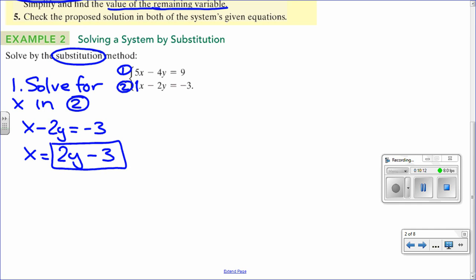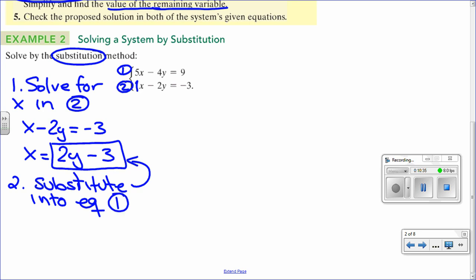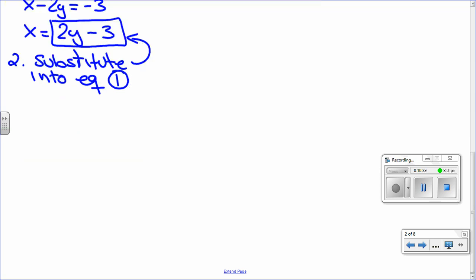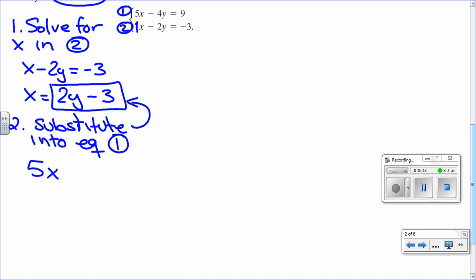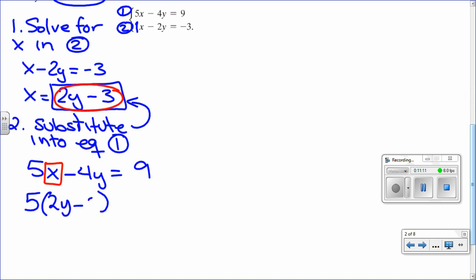So now this is the expression that we found, and step 2 says that we're going to substitute that into the other equation. So we're going to substitute that into equation 1, because we started by solving for x in equation 2. So we take equation 1, which is 5x minus 4y is equal to 9. And in place of this x here, we substitute 2y minus 3. We're doing that because we want to end up with only one variable, so that will be 5 times (2y minus 3), and then minus 4y is equal to 9.